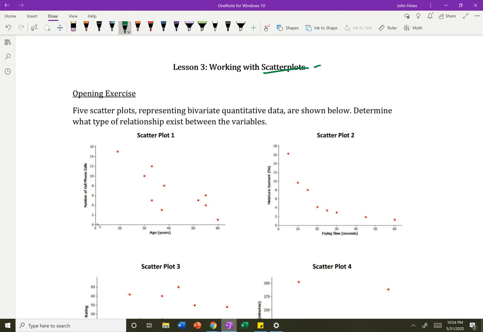So a scatterplot, we're working with bivariate data, which means I have two variables. I'm looking at the relationship between two different variables here.